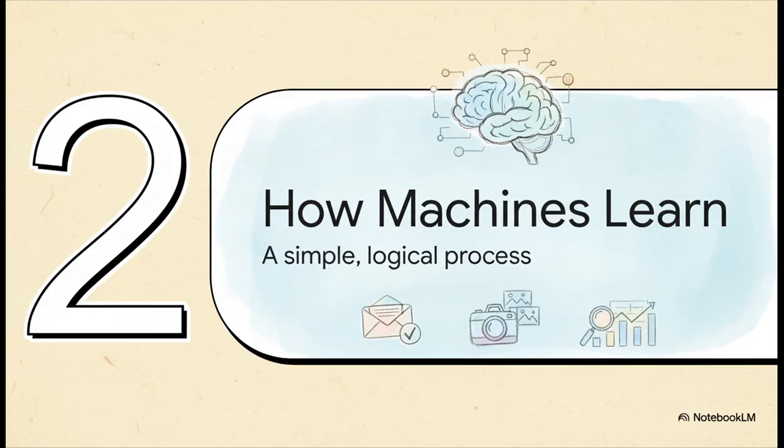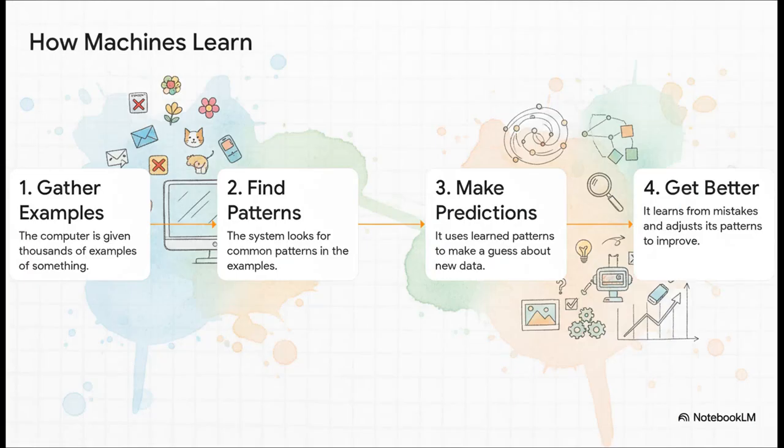Okay, so how does this whole learning process actually work for a machine? Well, it's not magic, not at all. It's really just a simple, logical process that makes a whole lot of sense when you break it down. It basically happens in 4 steps.